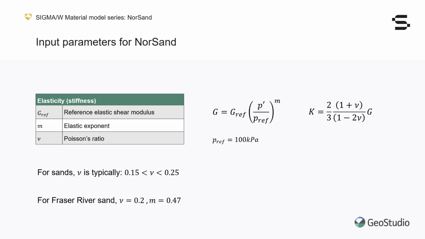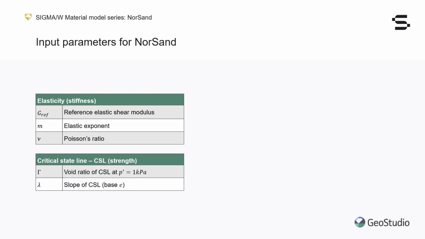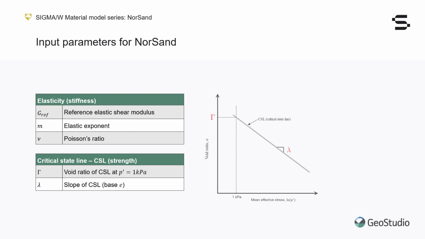The position of the critical state line is defined in NorSand just as it is for any other critical state soil model, generally as a straight line in the void ratio, natural logarithm of mean stress space. The altitude of the critical state line at a mean stress of 1 kPa is defined using the parameter capital gamma, while its slope is defined by lambda. Note that there is no strict shape the critical state line should take, as we will see further on in this webinar.